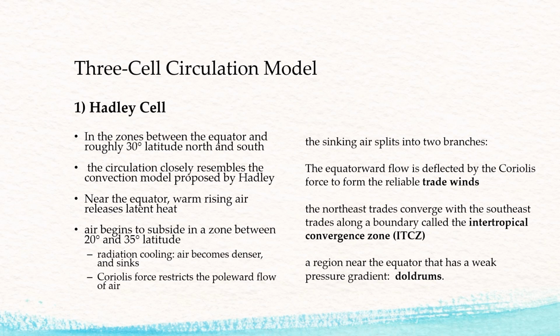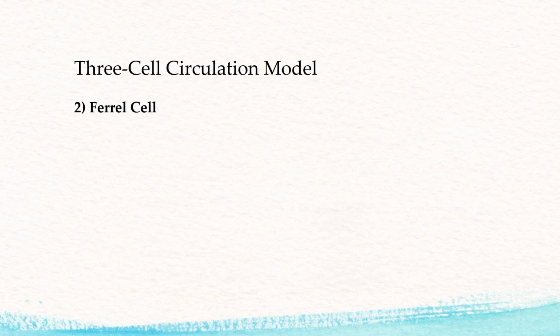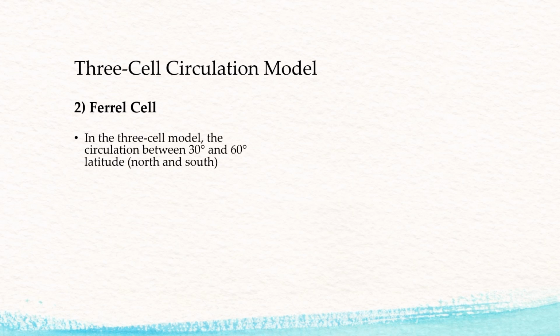So that's it for the first cell, because this is the 3-cell circulation model. This first cell is what we call the Hadley cell, right? If you remember, it incorporates 3 different cells. First is the Hadley. Next to the Hadley cell is the Ferrel cell, where the circulation happens between 30 degrees and 60 degrees latitude, in both the northern and southern hemispheres.